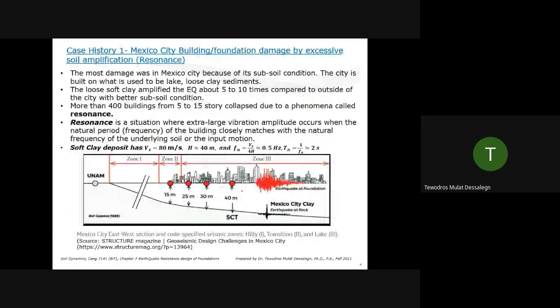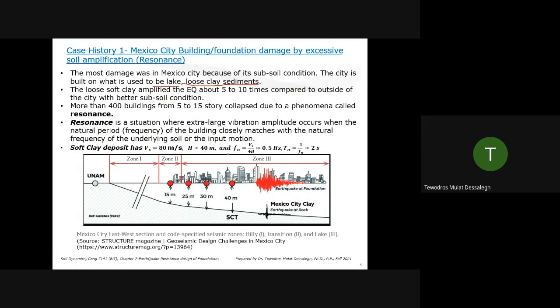Case history one: Mexico City building foundation damaged by excessive soil amplification. We have seen this in chapter one and probably more times in other chapters, but this is a very good example of what can happen due to resonance. The entire city of Mexico is built on a loose clay sediment. It used to be a lake in the past.